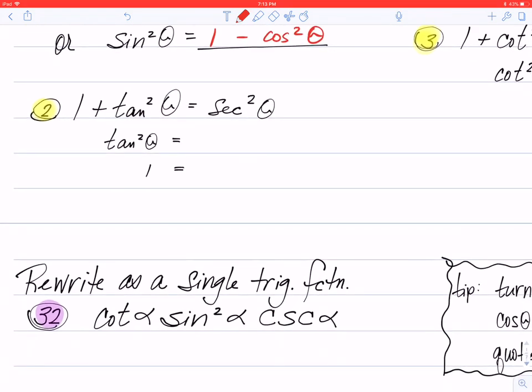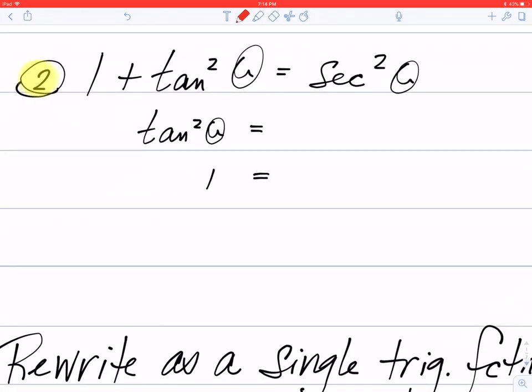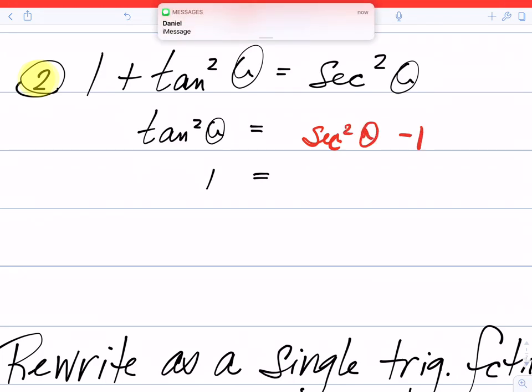The second Pythagorean identity is the one that says 1 plus tangent squared of theta is equal to secant squared of theta. So once again, if you wanted to get tangent squared alone, you would subtract 1 on both sides. So you would have secant squared of theta minus 1.